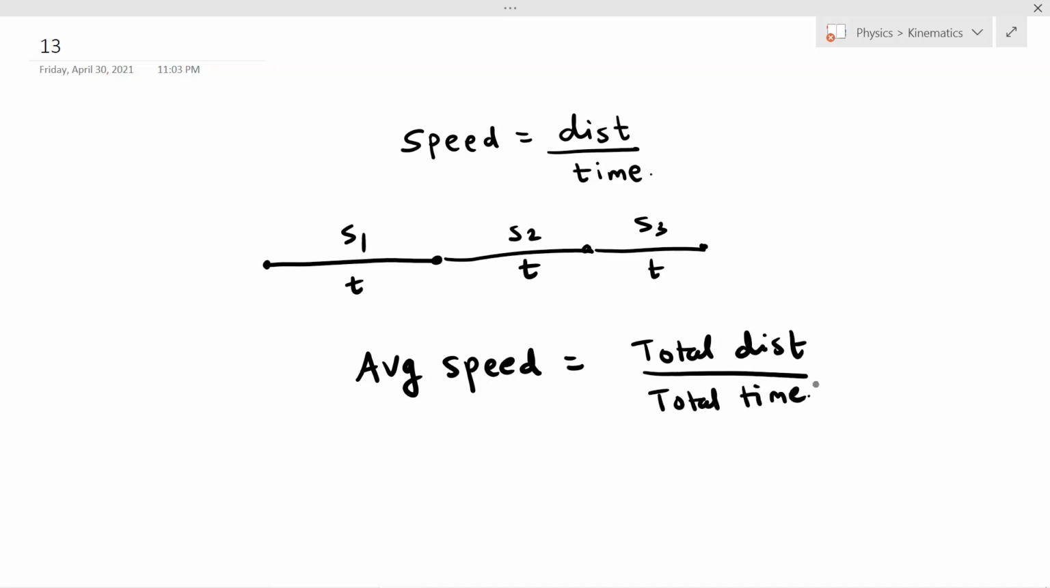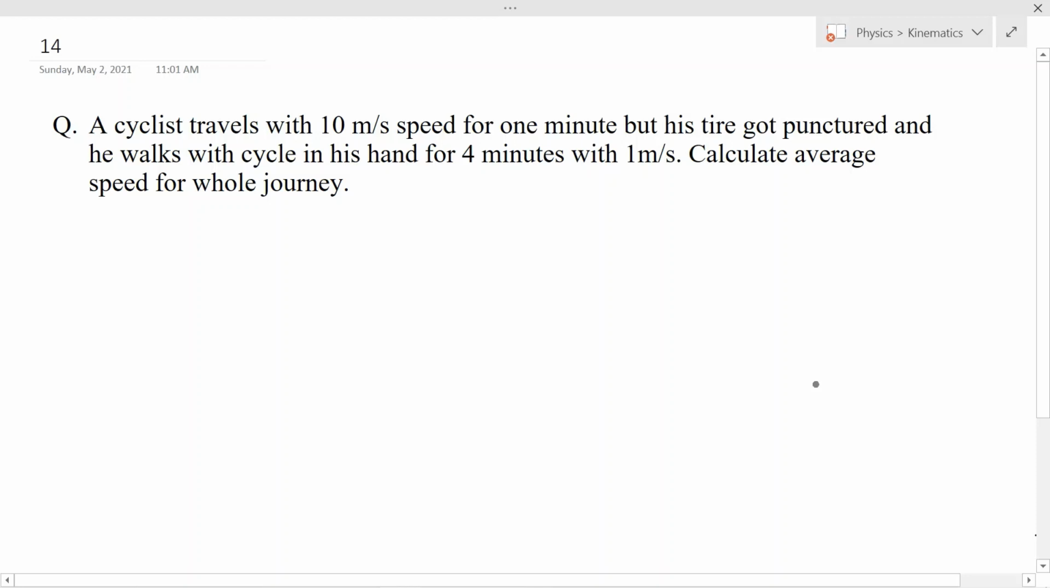So let's come to problems. A cyclist travels with 10 meter per second speed for 1 minute, but his tire got punctured and he walks with the cycle in his hand for 4 minutes with 1 meter per second. Calculate the average speed for the whole journey. So let's say the cyclist is here at this point A. He travels with 10 meter per second for 1 minute. I am writing time below and speed above.